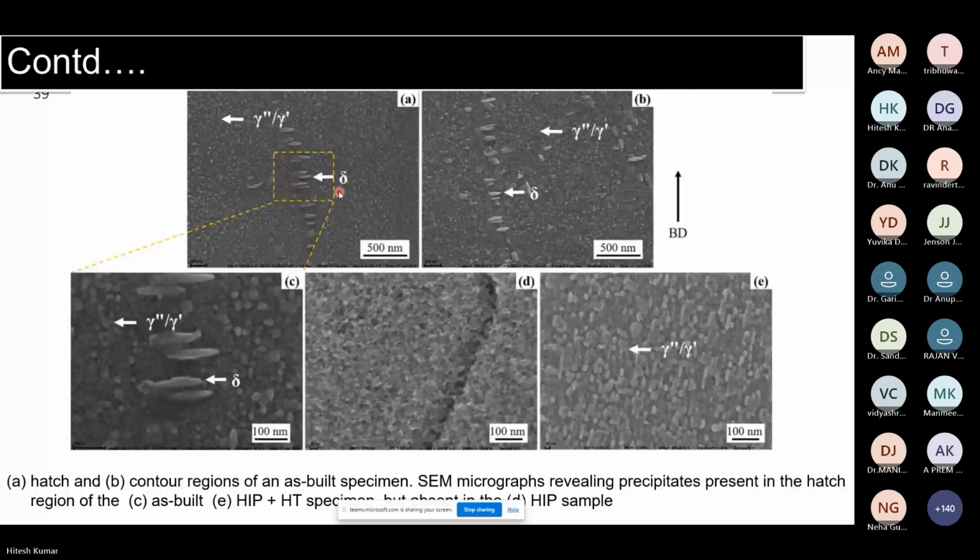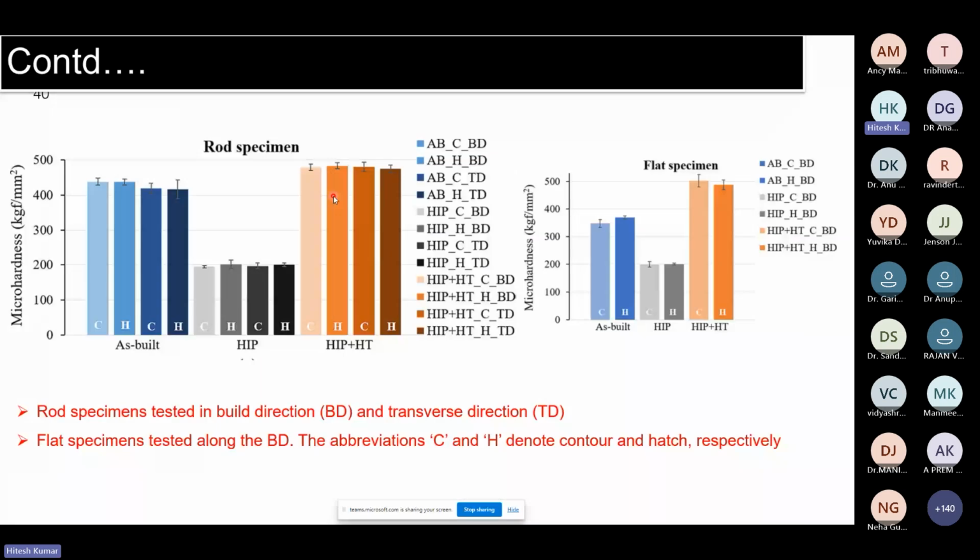We also try to find out how the hardness is varying from as-built to HIP or HIP plus heat treated. As I already showed, the niobium carbide structure increases, so because of that the hardness got improved. These are the different ways to improve the hardness.